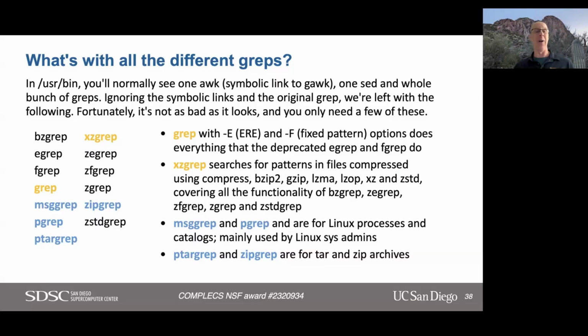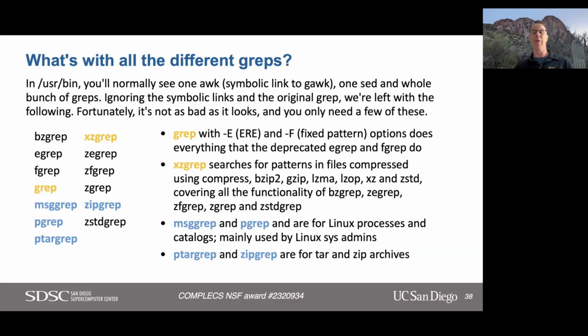So that's these two columns on the left. We have bzgrep and egrep and fgrep and zgrep and mgrep and pgrep and so on. I'm going to say though that out of all of these, there's really just two that you need. So just use the basic grep with -E for extended regular expressions, or -F for fixed patterns, and that does everything that egrep and fgrep do. They've been deprecated, but they're just carried along because some people are still using them in their scripts.